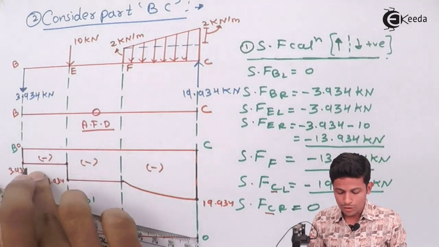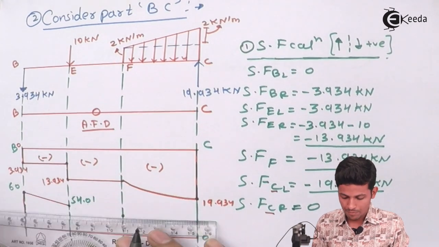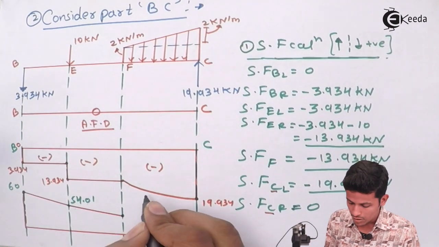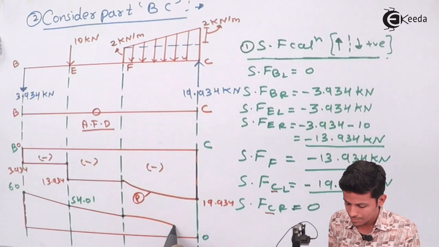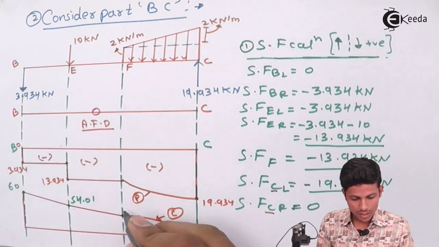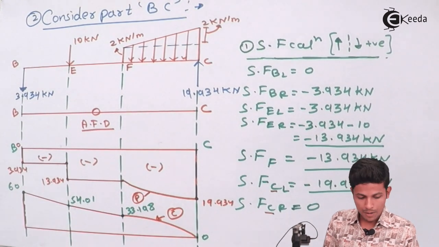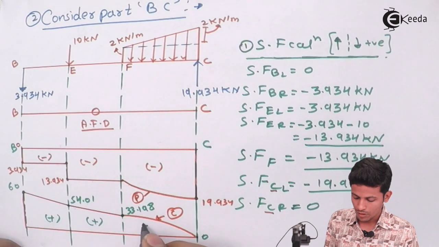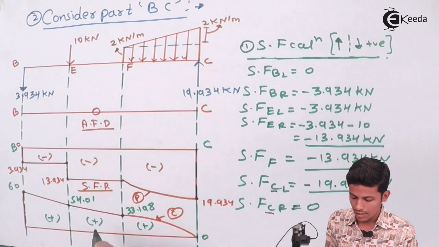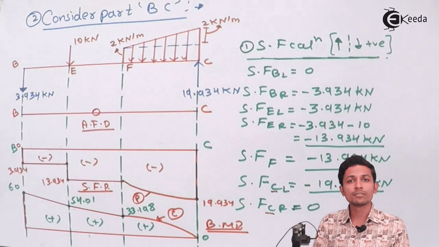See, in the shear force diagram, where shear force is a straight line, this is an inclined straight line. This is a parabolic curve, then this is a cubic curve. This value will be 33.198. Okay, now this always comes positive. So we have done with the shear force diagram, and this is your bending moment diagram. Now we have done with the second part also. Now let's move to the third part.